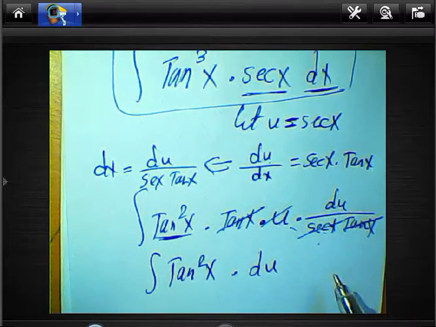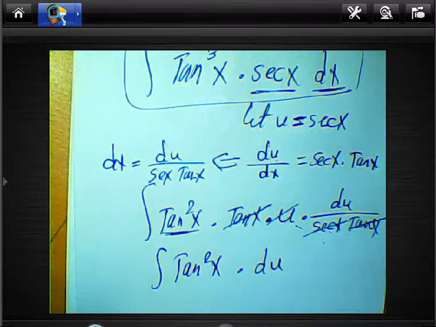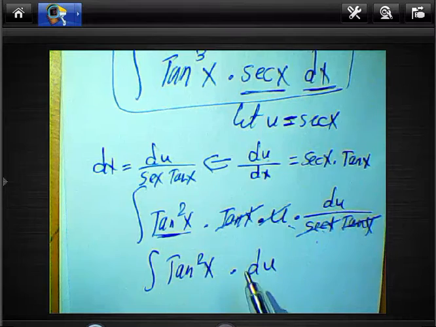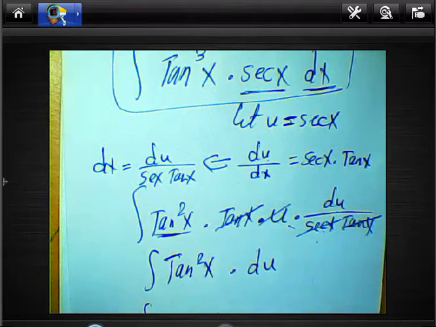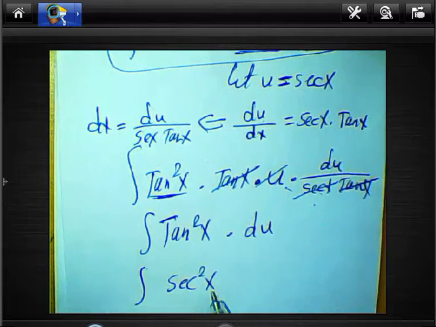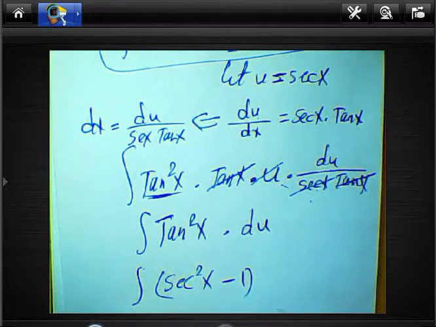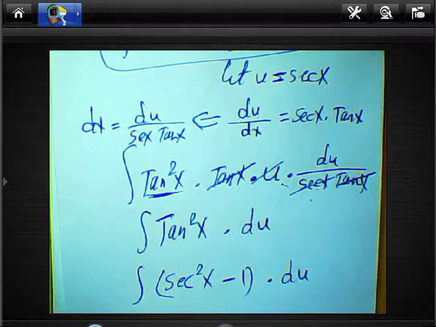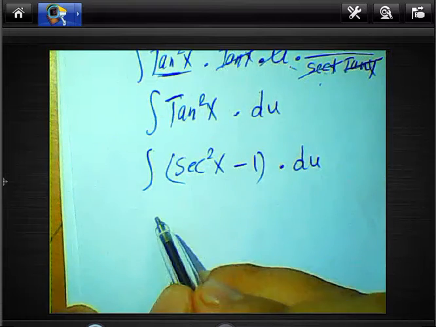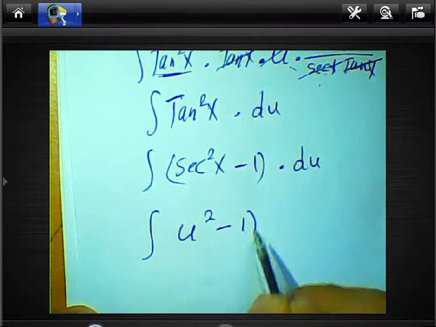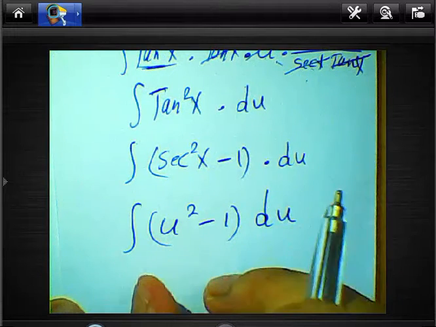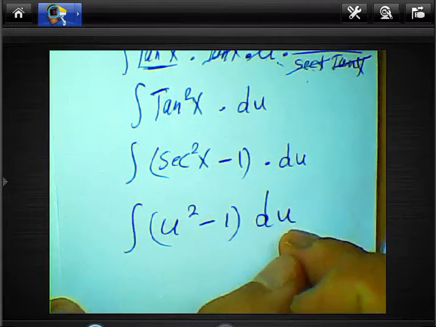And we know the relation between tan to the power 2x and sec to the power 2x. We know this expression, tan to the power 2x equals what? Identity, you know it, it will be sec to the power 2x minus 1, du. We must cancel sec x to u because u equals sec x, so we can write the integration of u to the power 2 subtract 1 du, and we can find the integration of this expression for du.